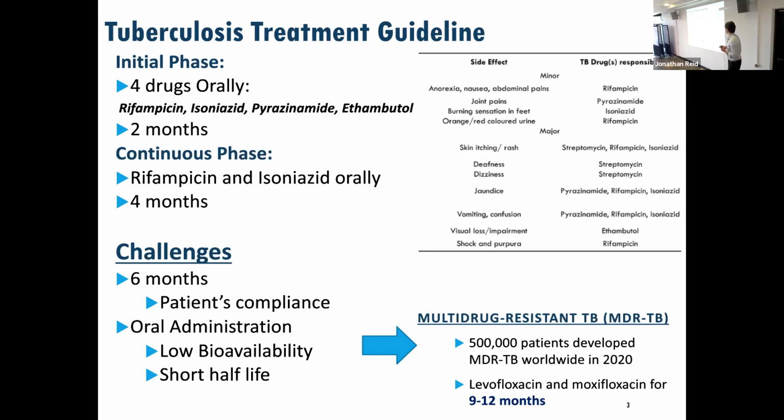The other challenge within this treatment is that giving the drugs for 6 months is very hard, because patients during the initial phase tend to feel better and they stop the treatment. And because it's an antibiotic, when you stop the treatment before taking the full course, the bacteria will not become susceptible to the drug anymore, and they will become resistant. That's why in 2020, 500,000 patients developed multi-drug resistance or rifampicin resistance. The other option is giving another drug for 12 months.